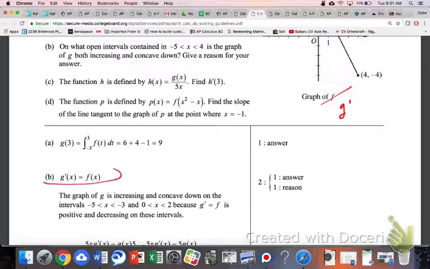You can essentially write this anywhere it is that you need to write it, but it needs to be written down on your page. If you're about to say, hey, G prime does this, blah, blah, blah, based on the graph of F, you've got to connect the two. So if you don't connect the two, you're not going to get that justification point. So just be aware of that. Do you guys have any questions on A, B, or C?